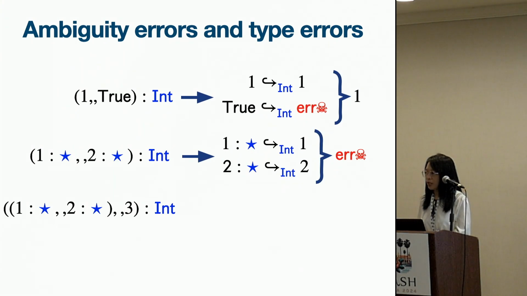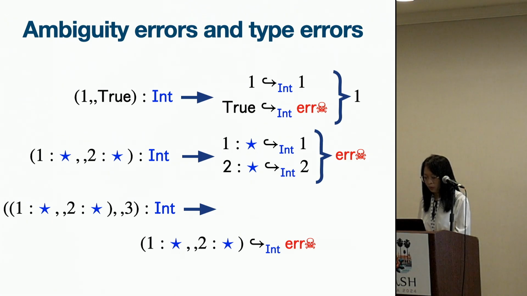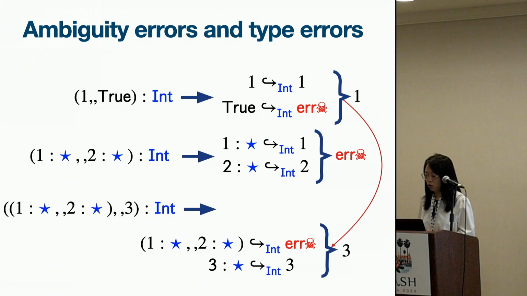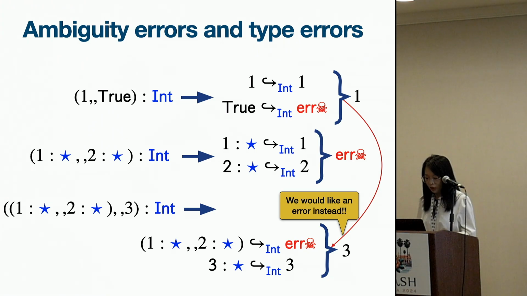You can have a slightly more complex example, like the previous one, but now merged with 3. And if you try to do the same as the previous one, 1 star and 2 star reduce to an error, and 3 star reduces to 3. So in this case, if we apply the first rule, then we return 3. But we don't want to do that, because this should be an error, because it's ambiguous. You have three numbers.